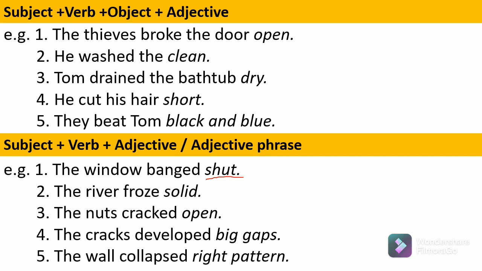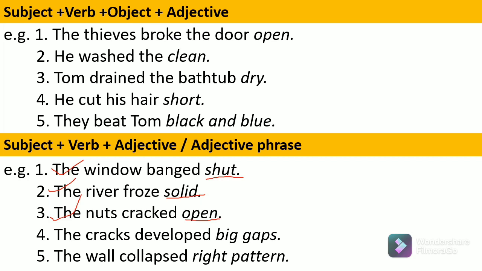In the second example, the river froze solid. The river is the subject, froze is the main verb, and solid is an adjective. It is functioning as an adjective. In the next example, the nuts cracked open. The nuts is the subject, cracked is the verb, and open is again an adjective. Yes, nobody opened them, but they themselves cracked and opened.